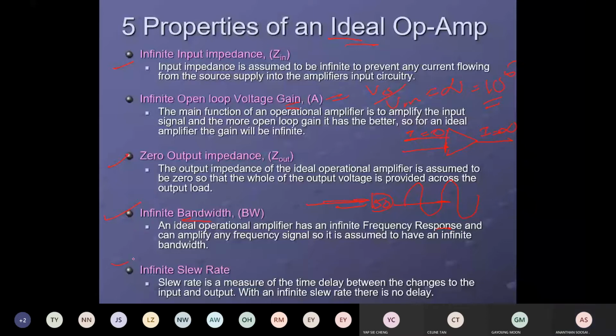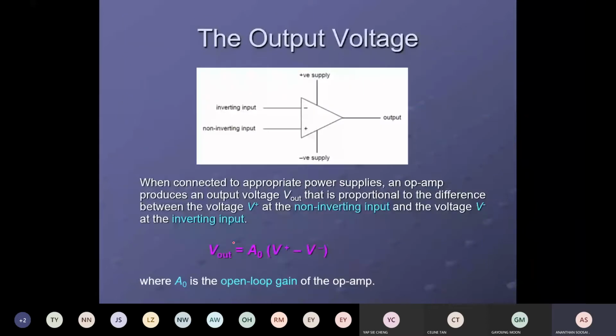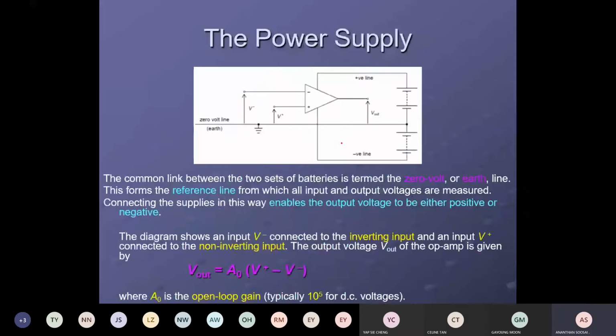This is all we learned. Then we talked about the formula followed by the ideal operational amplifier. If positive is greater than negative, the output will be positive. If negative is greater than positive, the output will be negative. The inverting input is the negative input. The non-inverting input is the positive input. This is the power supply. Then we talk about saturation.